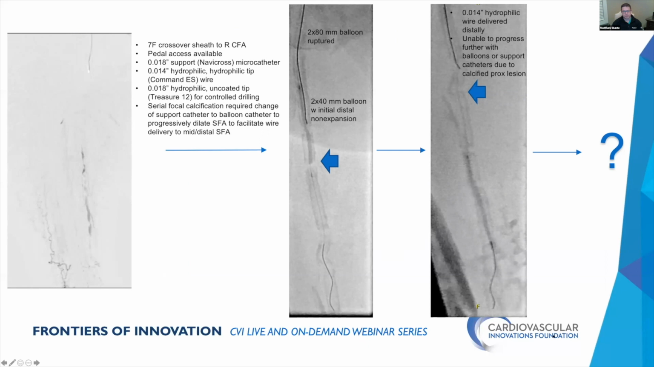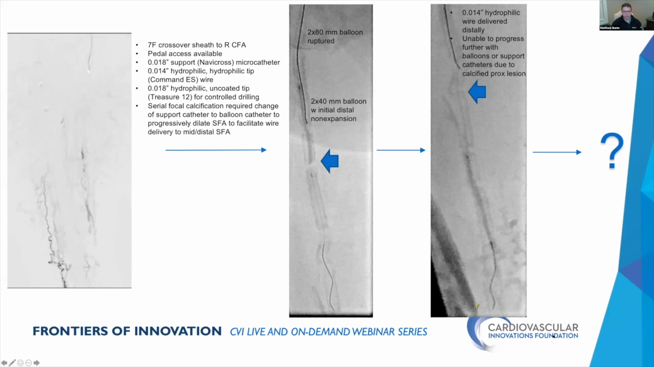We used the 7 French crossover sheath to park it in the right common femoral artery. Pedal access was prepped and available. We ended up using a Navicross support catheter and a hydrophilic wire to make a fair bit of progress into this lesion, but then calcium stopped us. We switched to an 018 wire, Treasure 12 specifically, and we're able to make a bit more progress.